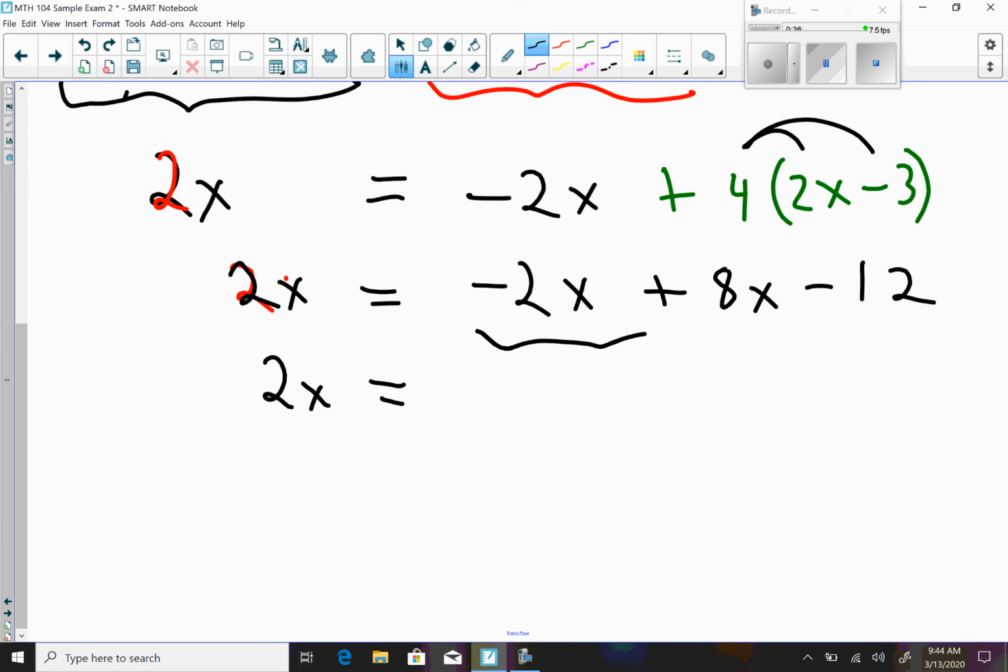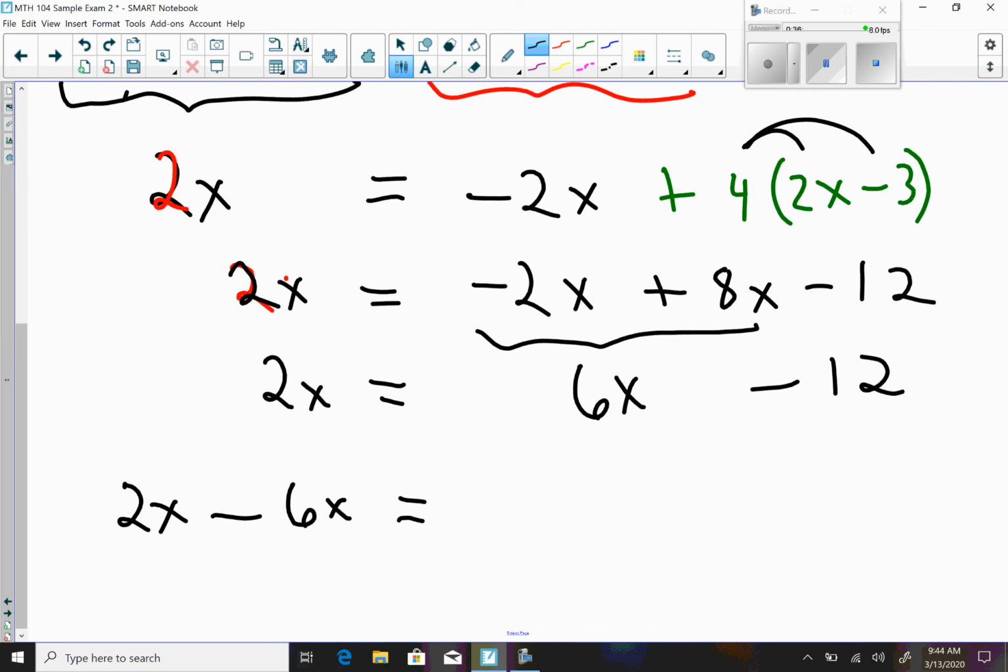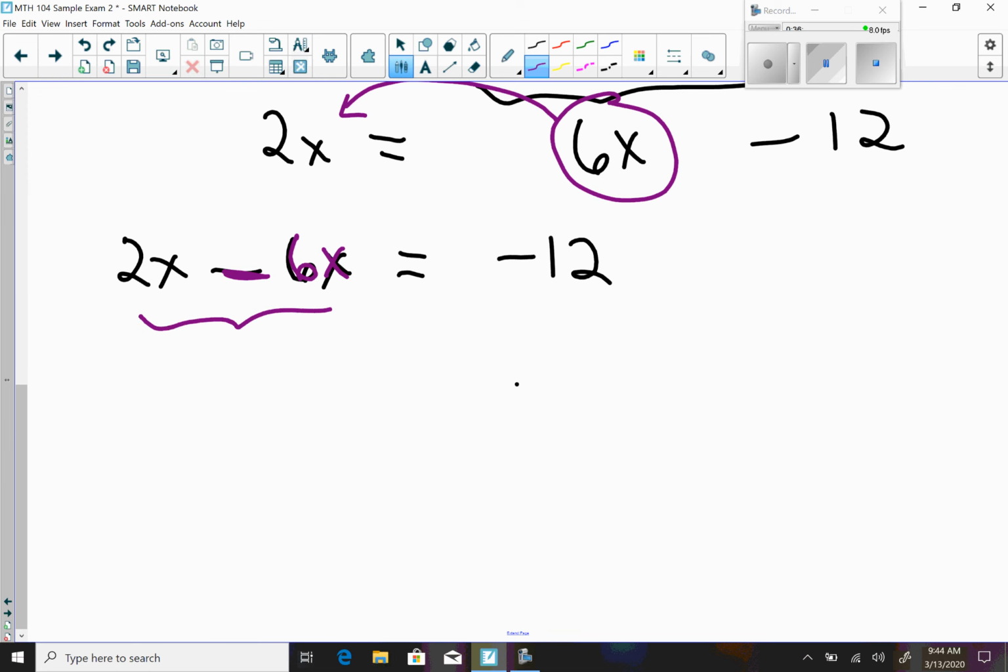2x equals 6x minus 12. We combine like terms. Negative 2x plus 8x is 6x. So 2x minus 6x equals negative 12. That's just moving this term over to that side, changing it from a positive 6x to a negative 6x. The negative 12 just gets brought down. 2x minus 6x is negative 4x.